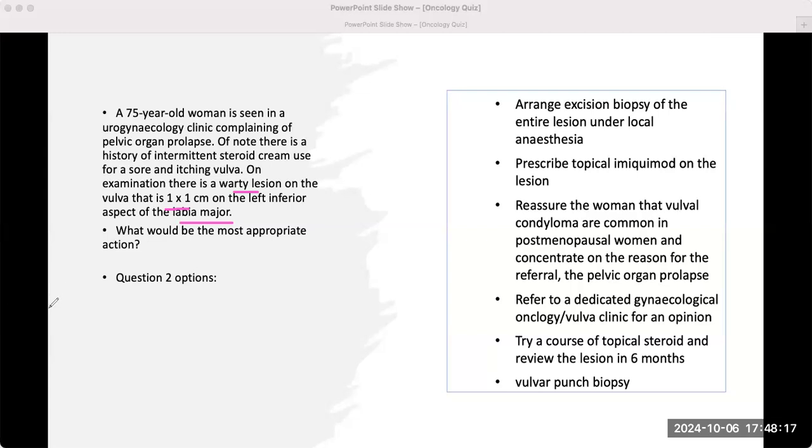Is it arranging excision? I need you to remember excisional biopsy doesn't have any role in diagnosis. Excisional biopsy is a form of treatment only. So excision biopsy of the entire lesion under local, I wouldn't accept this option. Prescribe topical steroid cream on the lesion. Reassure the woman that vulval condyloma are common in the postmenopausal woman and concentrate on the reason for the referral, the pelvic organ prolapse. Or refer to a dedicated gynecological oncology vulva clinic for an opinion. Try a course of topical steroids and review the lesion in 6 months. Or vulval punch biopsy. So which one would you choose?